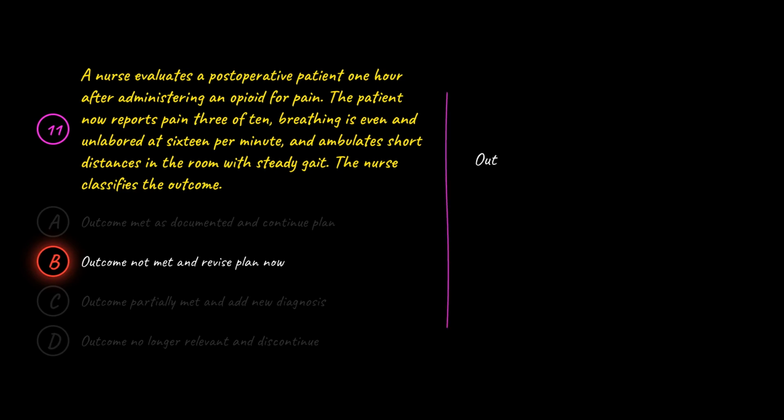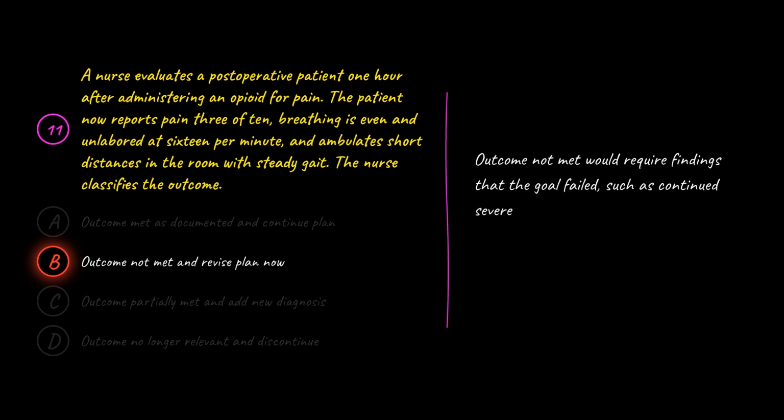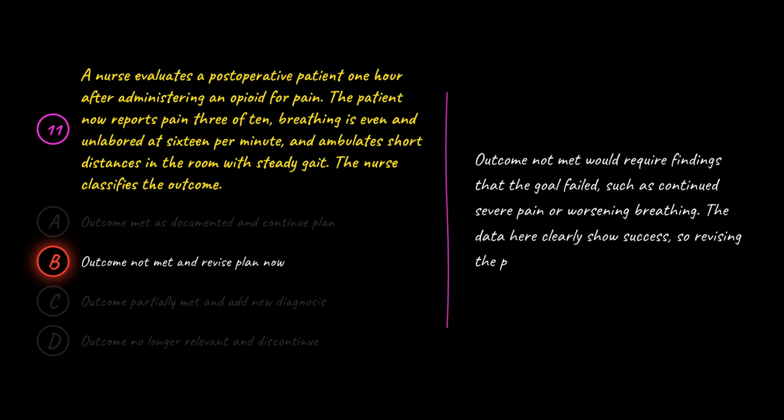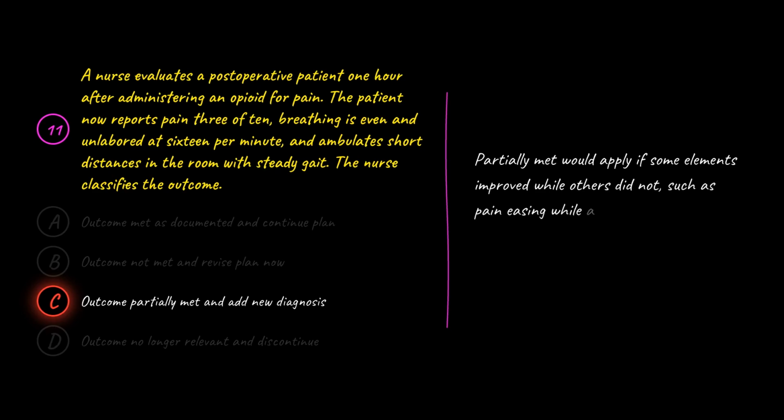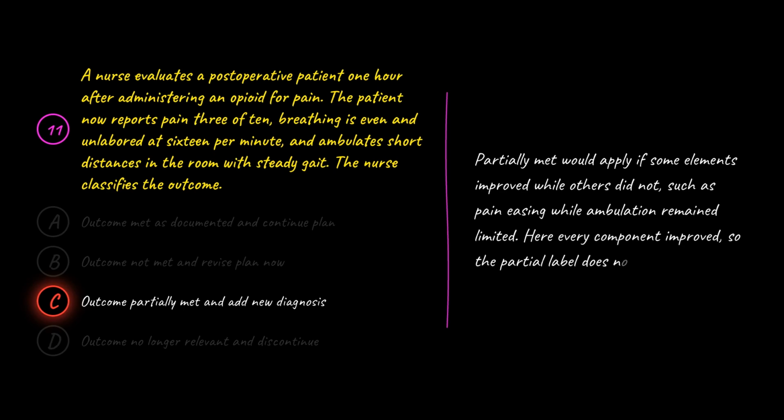B is wrong because outcome not met would require findings that the goal failed, such as continued severe pain or worsening breathing. The data here clearly shows success, so revising the plan is unnecessary at this evaluation point. C is wrong because partially met would apply if some elements improved while others did not, such as pain easing while ambulation remained limited. Here, every component improved, so the partial label does not fit the data.